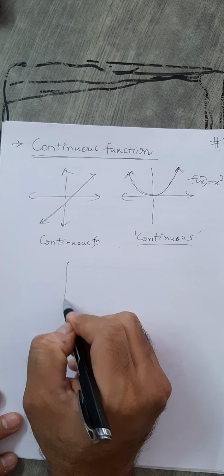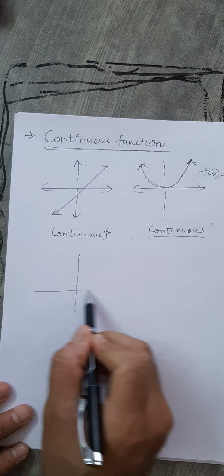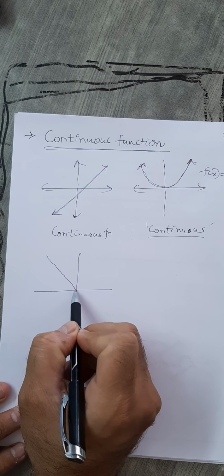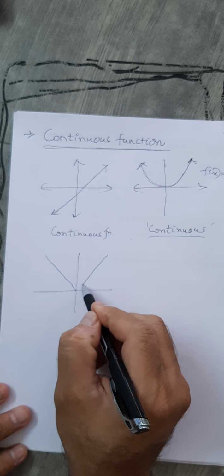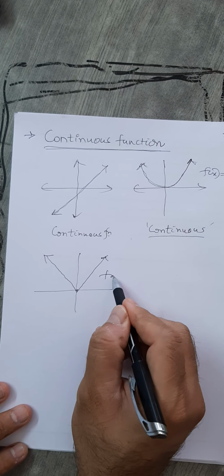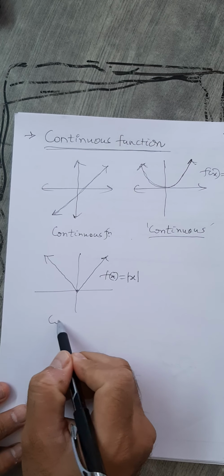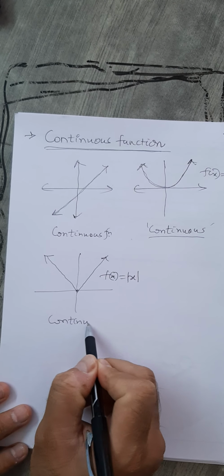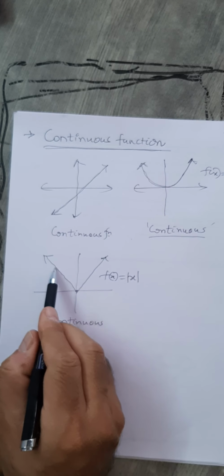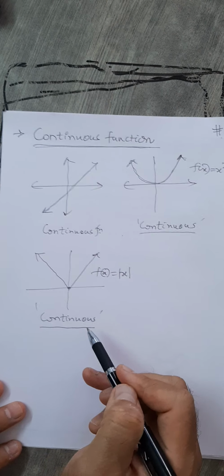Look at this graph here. You know that this is the graph of one standard function. If you remember, this is the graph of f(x) equals modulus x. Now this is also a continuous function. You can see that you can draw the graph of this function without lifting the pencil from the paper. So this is continuous.